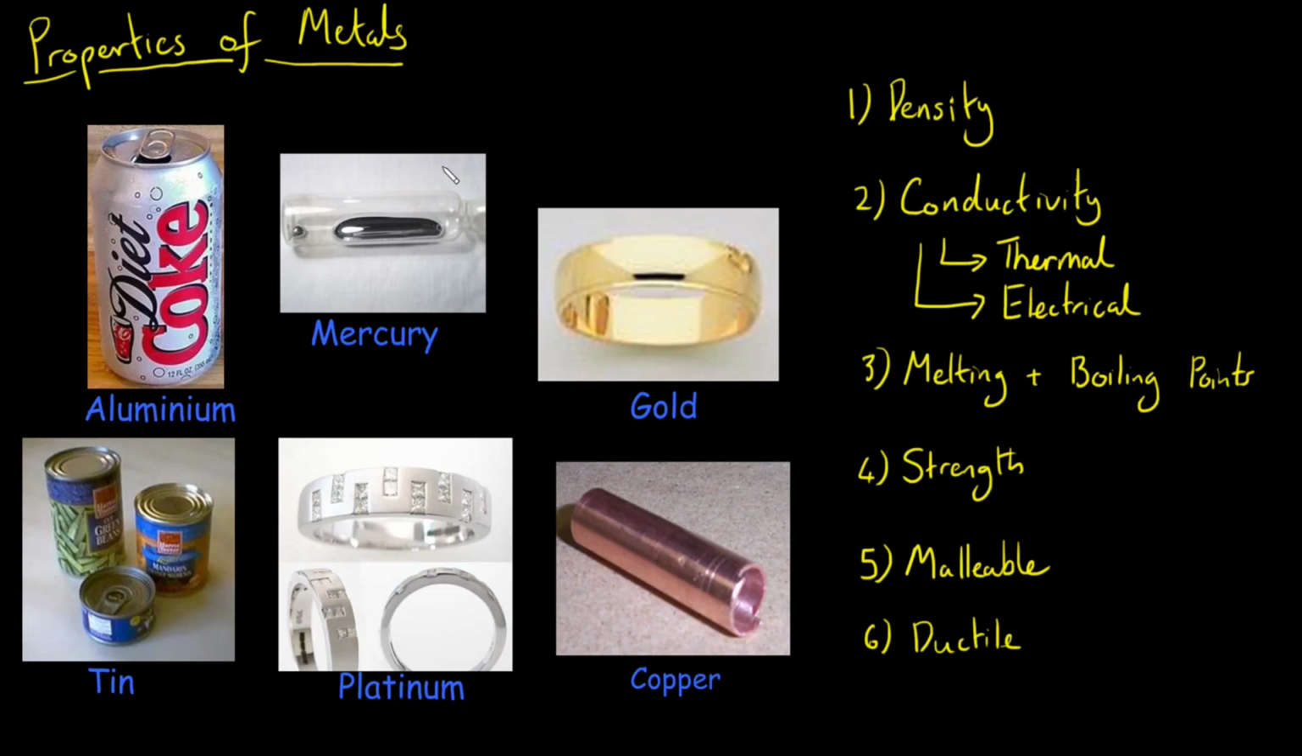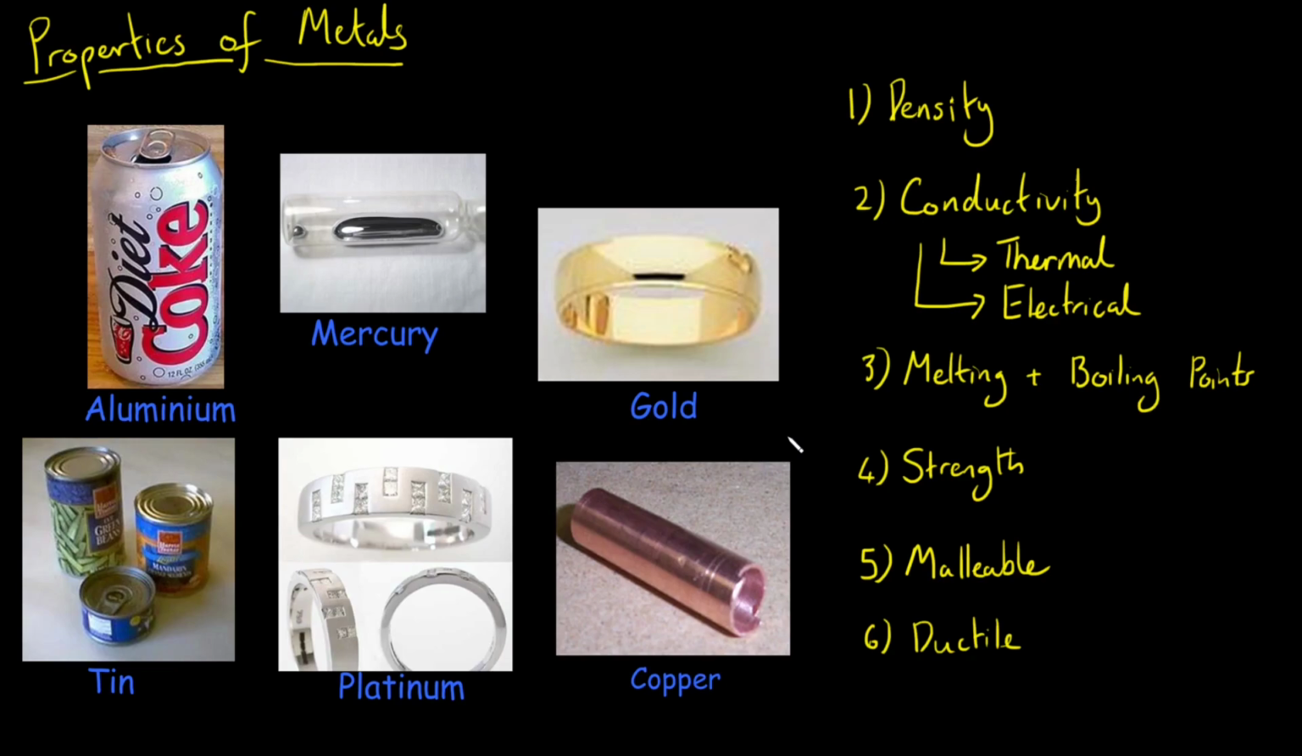Same with gold and platinum. These are relatively unreactive elements, unreactive metals. They're both very good conductors of electricity, gold and platinum. Copper, again, has different properties from all the rest of them. It's relatively easy to shape. That's why we put it into things like pipes, etc.